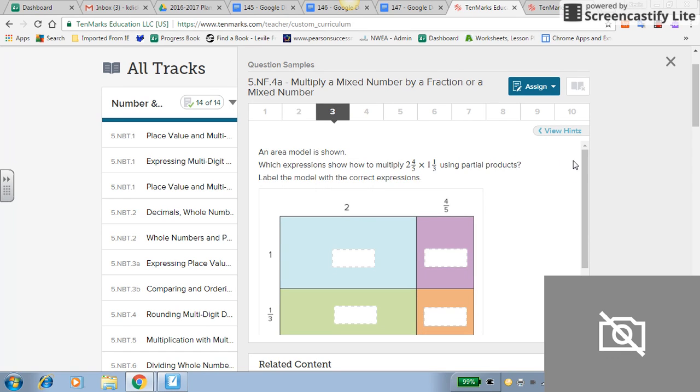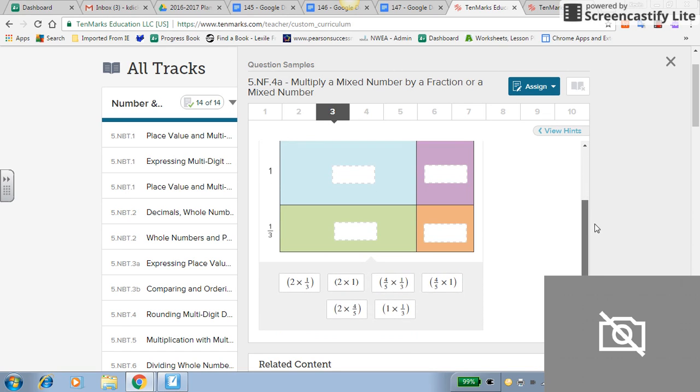All right, here we talk about area models. Some of you like these, some of you don't. You do have to understand them, even if you don't want to choose to do this math. All it means is I can take my whole number and split it up from my fraction, and now all I got to do is multiply in the boxes. So for here, it says, which expression shows how to multiply these two numbers using partial products?